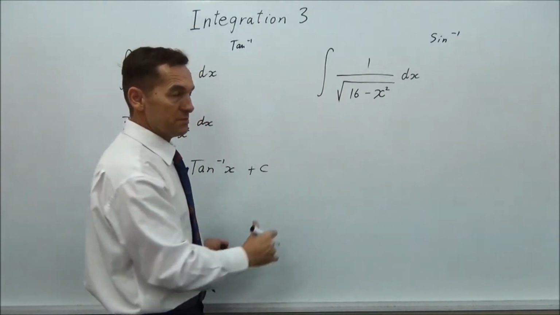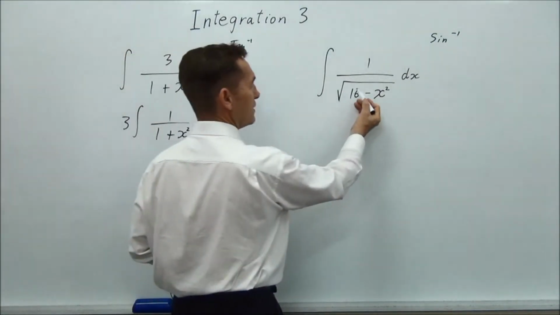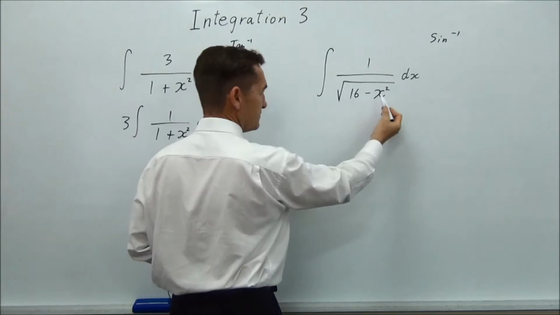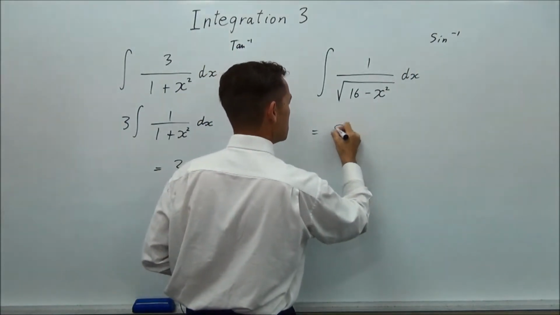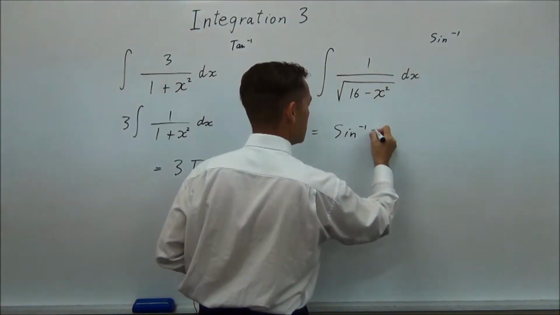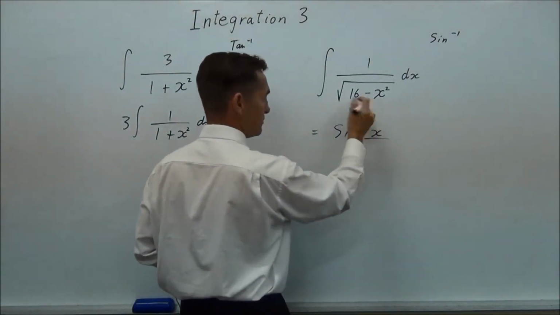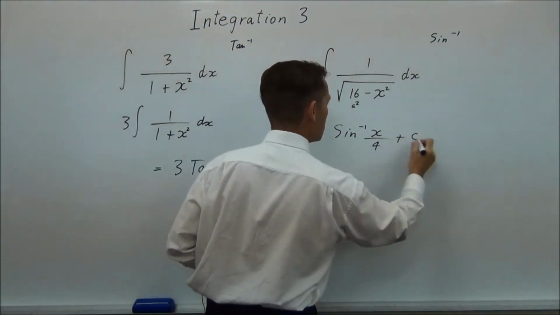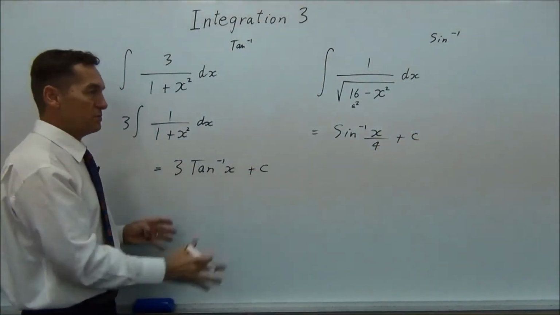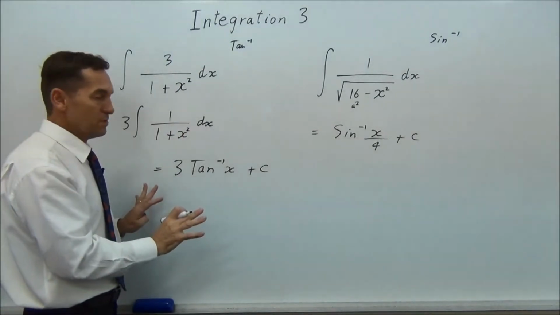Okay, so you should be used to that. This one, sine to the minus 1, again straightforward. This is 4 squared, so it's very easy to fit into the formula. So this will be sine to the minus 1 x on a, and this is a squared, so that's 4, plus c. So very straightforward. You should have those no problem.